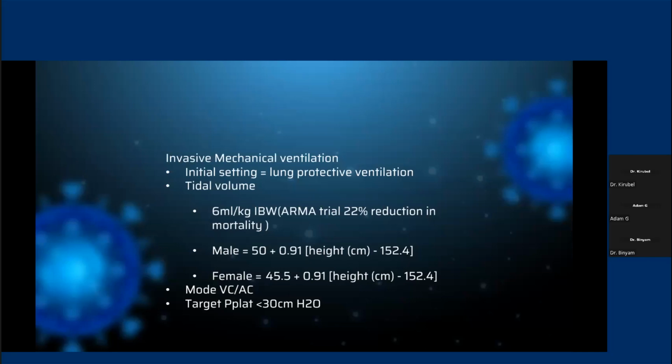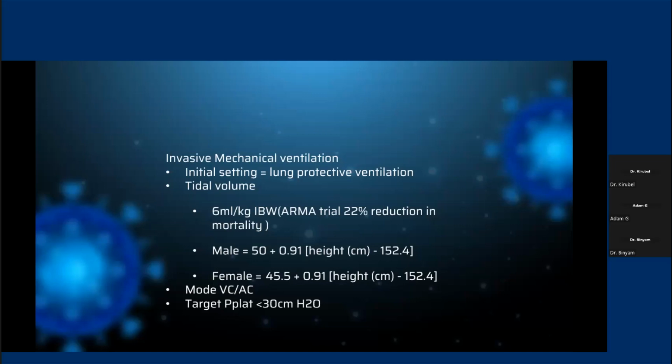For male, in centimeter units, 50 plus 0.91 times the height minus 152.4, and for female, 45.5 plus 0.91 times the height minus 152.4. This will be the ideal body weight, and you use that one to calculate the tidal volume.